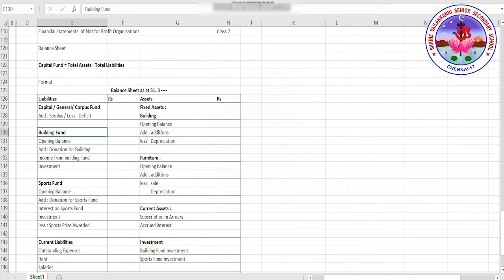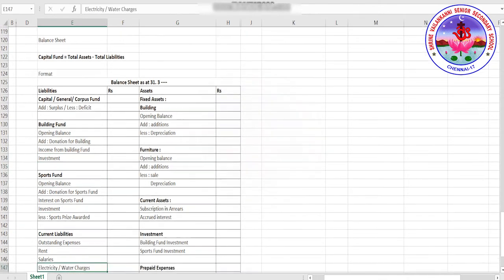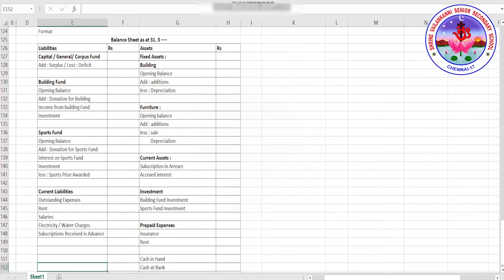Similarly, you have sports fund, which has the opening balance, add donation for sports fund, interest on sports fund, investments, less sports prize awarded. If you are awarding any sports prize, then you need to deduct it from this fund. Then lastly, you have current liabilities, that is outstanding expenses, rent, salaries, electricity or water charges, and subscriptions received in advance. This is the liability side that you are going to focus on. Once this is over, we need to look into the asset side.